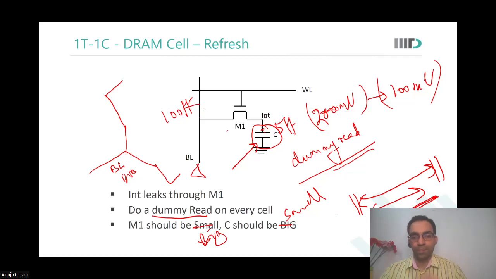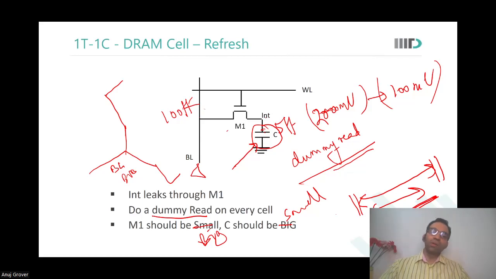ठीक है ना? Anything else? Sir, how does, okay, you go first. Yes, Malika. Sir, how does increasing the size of the capacitor lead to increase in the dummy read duration? Interval. Yeah, not duration, interval.